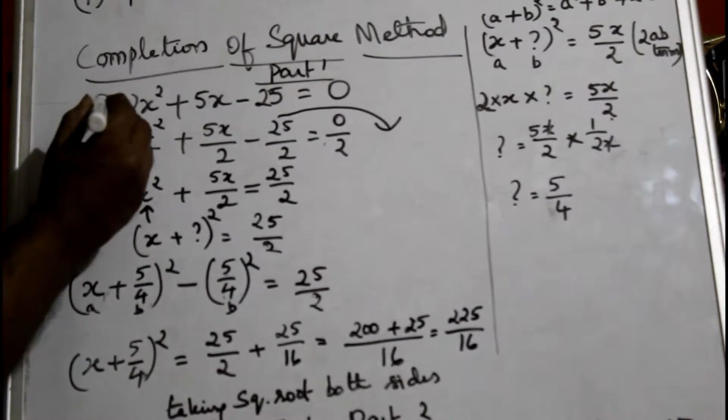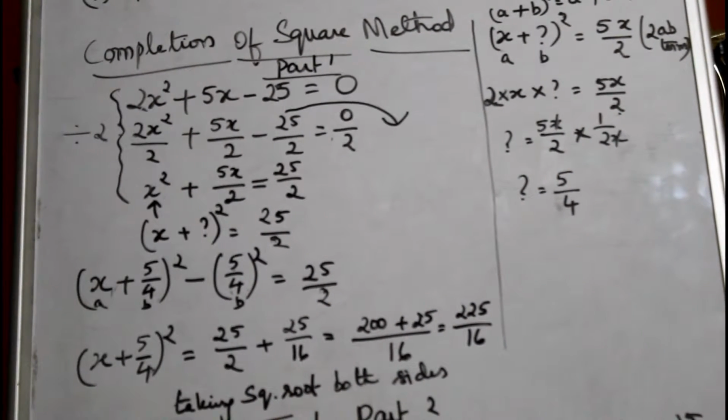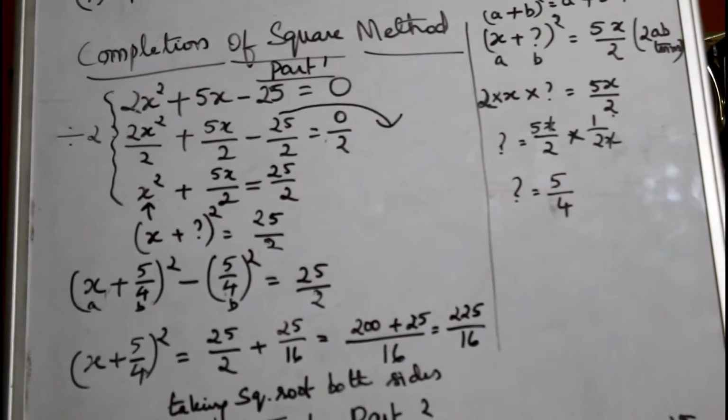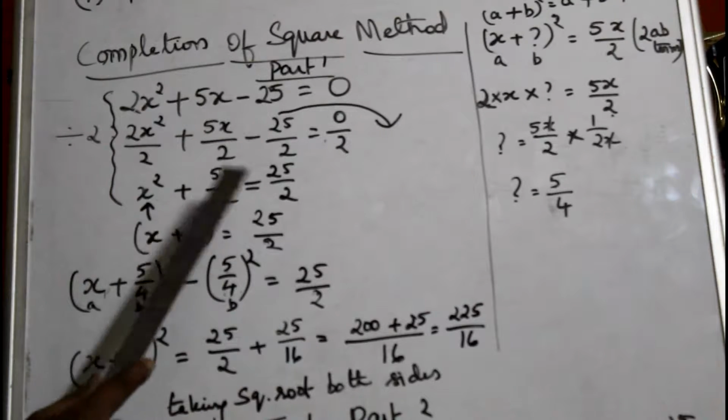So these first 4 steps are very important. Any number in front means you can divide. Again I repeat, if a number is in front also we can proceed, but it's highly complicated. This is much safer. Okay, x square plus 5x by 2.